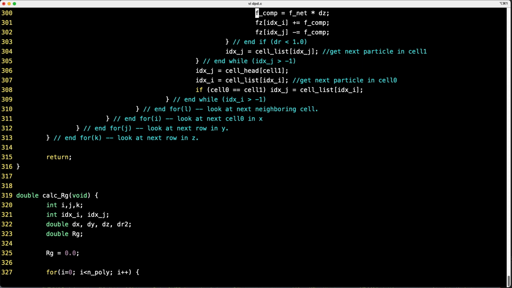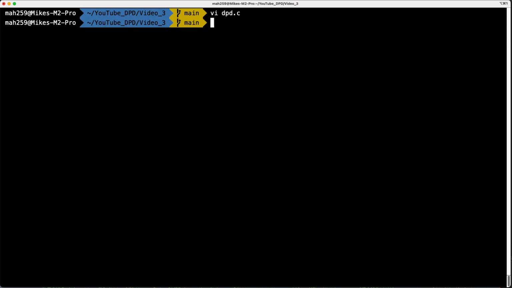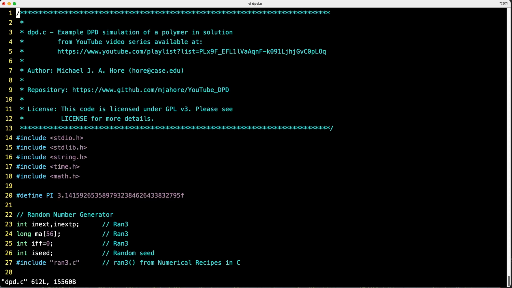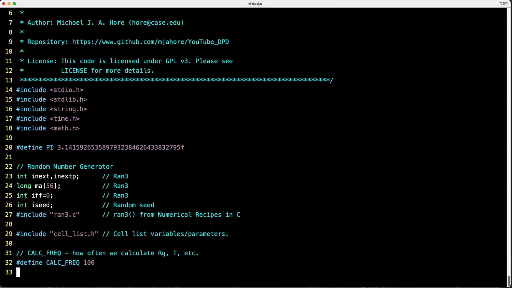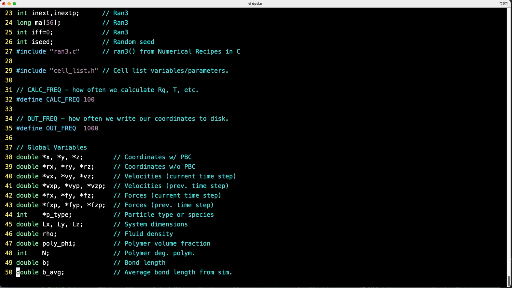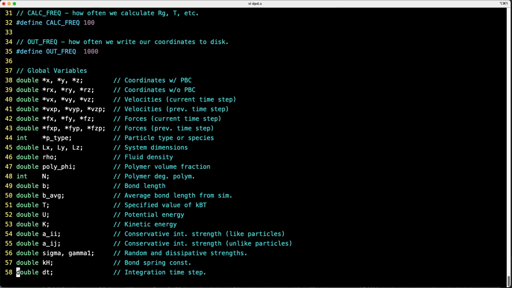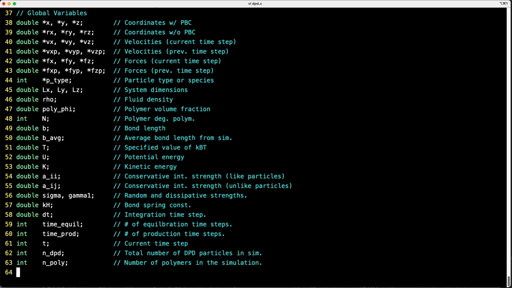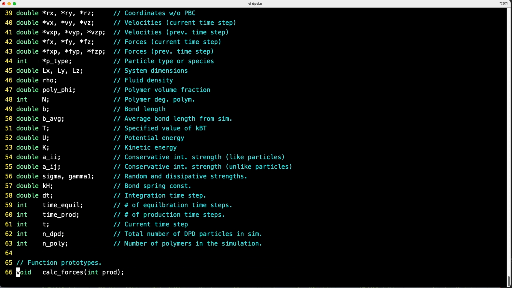Just right now, let's take a little break and let's see if this compiles to see that we didn't make any mistakes, and we didn't, so that's great. So now we've got our forces implemented. So the final thing we need to do is we really need to implement the velocity-Verlet algorithm so that we can update the positions and velocities of our particles.